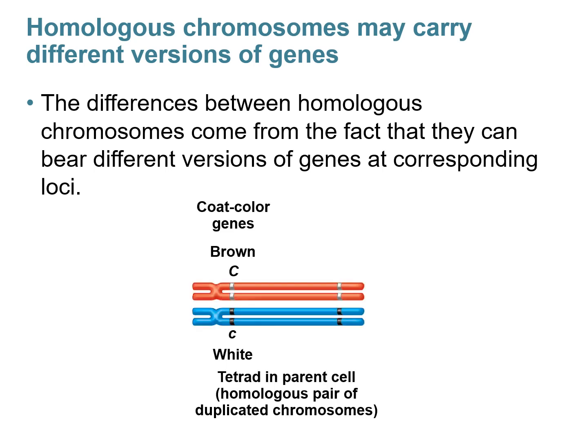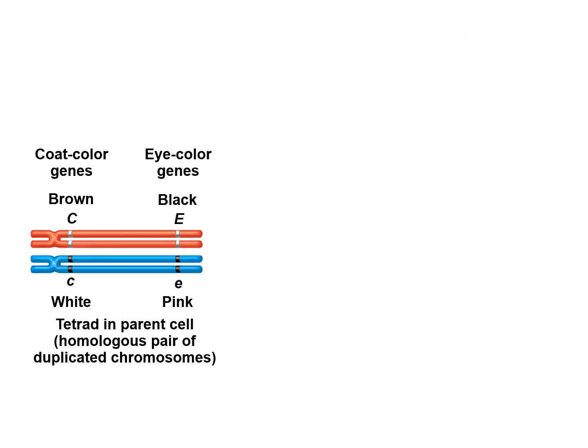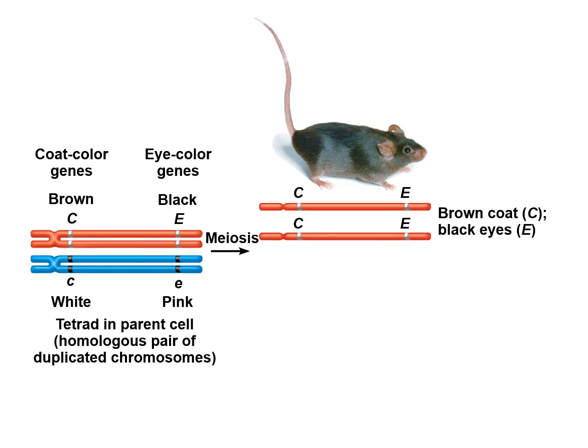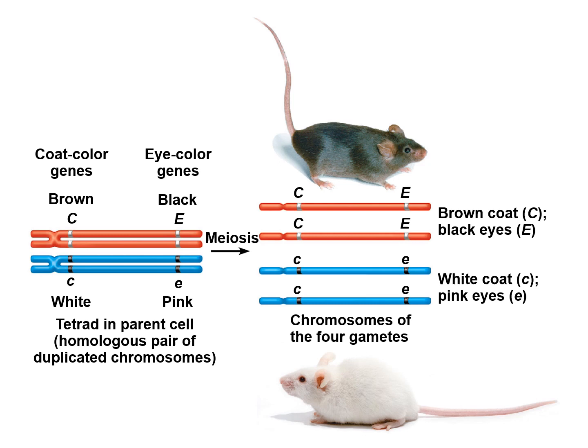Let's think about this in the context of mice. Let's say that there is a chromosome that has instructions about 2 different things. The first thing it has instructions for is what color your coat is going to be, whether or not your coat is brown or white. And another location on the chromosome determines what color your eyes are going to be, whether or not they are black or pink. We talked about how homologous chromosomes make tetrads during meiosis. This means that during meiosis 1, one of the chromosomes will go into one cell and the other homologous chromosome will go into another.